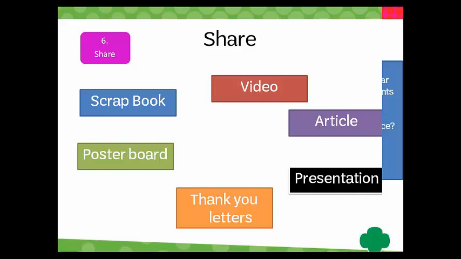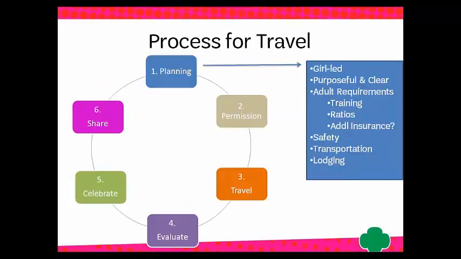So that is a process for travel. That's all of it from 1 through 6. So let me review really quickly here. This is the planning phase, we went over all of these, making sure it's girl-led, purposeful and clear, adult requirements. We went over safety, transportation, and lodging.